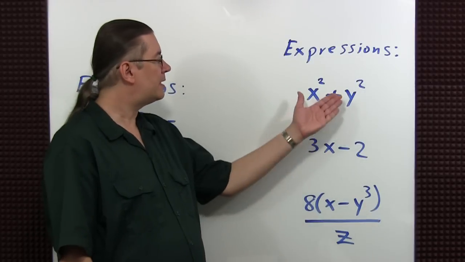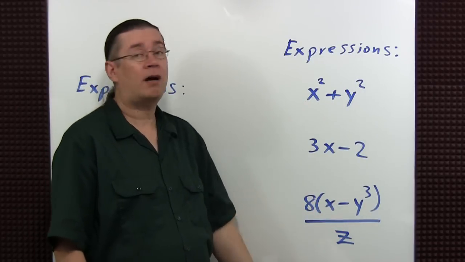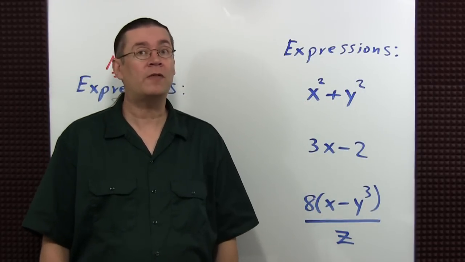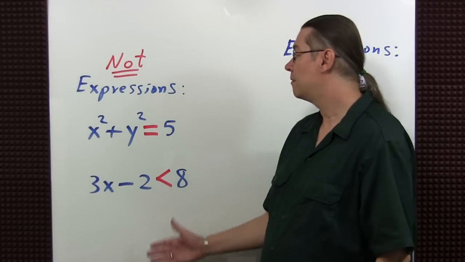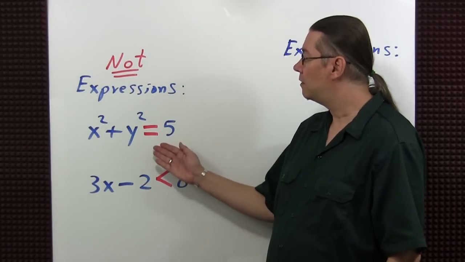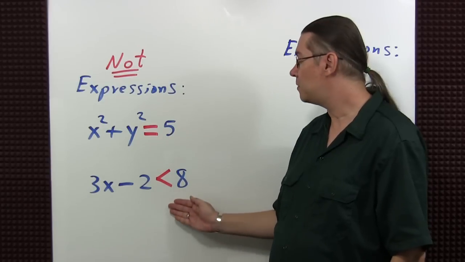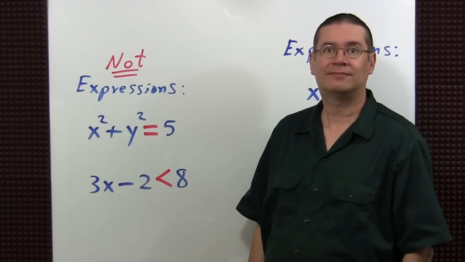Here are some examples of expressions. They are combinations of variables and constants with mathematical operations. These are not expressions. This one contains an equal sign, this one an inequality symbol.